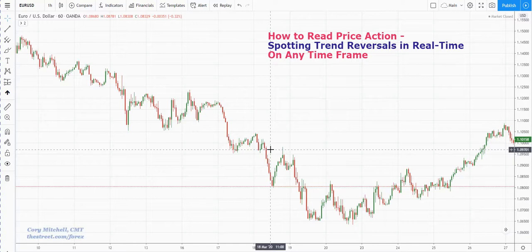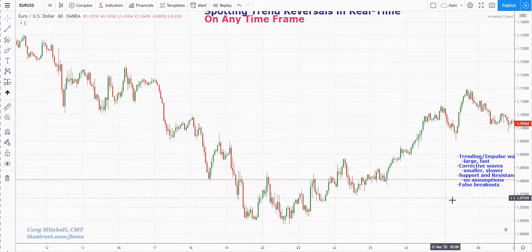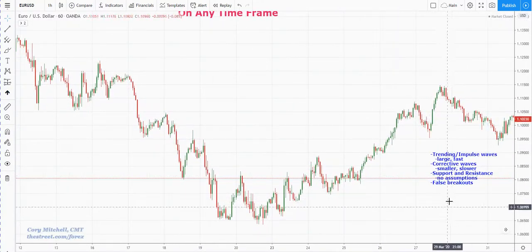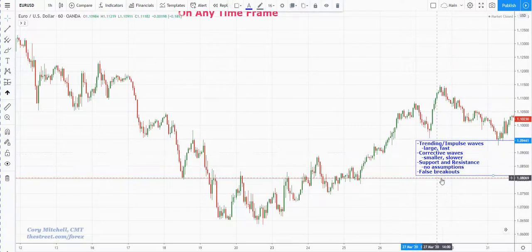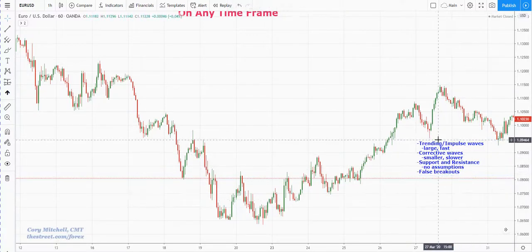So we can do this on any time frame. I've chosen the hourly chart. We're only going to look at one time frame, but you could do this on a 4-hour chart, a daily chart, 5-minute chart. The same concepts apply. So this is what you could think of as a little glossary or the template that we're going to look at.